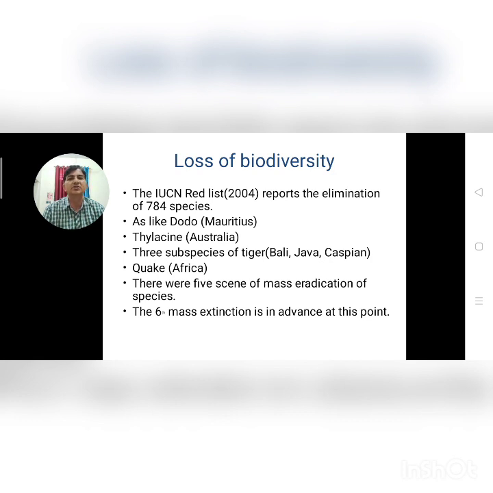It reports the elimination of about 784 species, like the dodo in Mauritius and the thylacine in Australia. There are three subspecies of tiger: Bali, Java, Caspian. They all have been eliminated, lost forever. We have already had five mass extinctions, and the sixth mass extinction is rapidly progressing. All those five were caused by natural disasters, but in this sixth mass extinction, anthropogenic disturbances are playing a huge role.